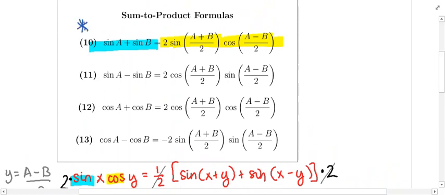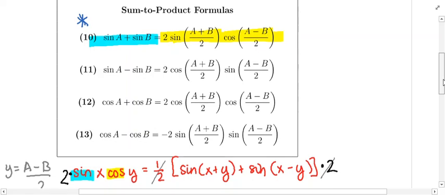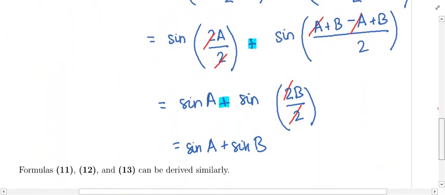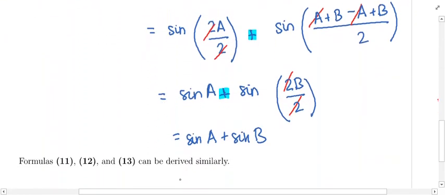So by starting with the right-hand side of Formula 10, that is a product, we applied the product to sum rule that we already know, and we were able to work it down to achieve the left side of the equation in blue. So that is how this particular formula is derived. And like it says at the bottom, you can derive formulas 11, 12, and 13 in a similar fashion.